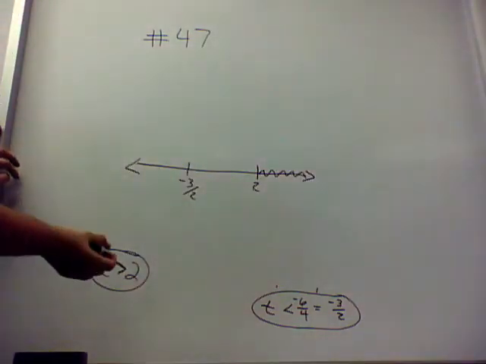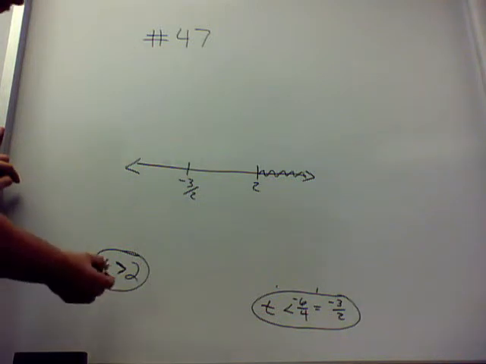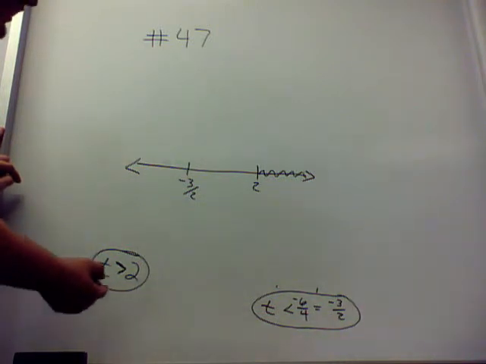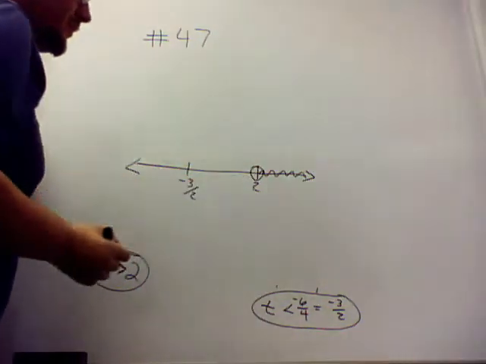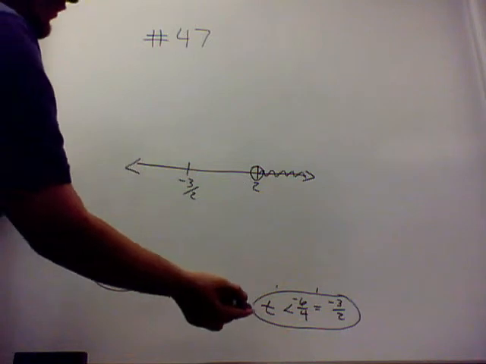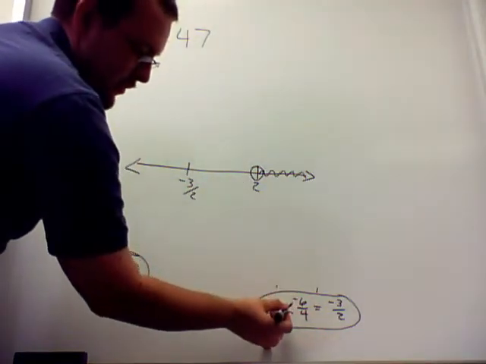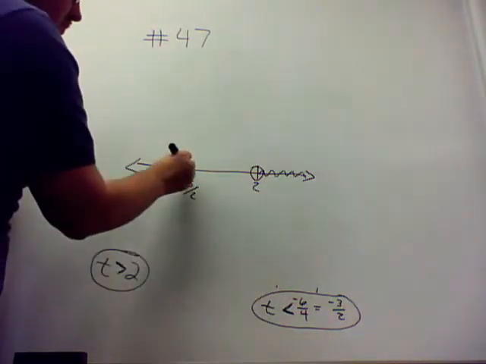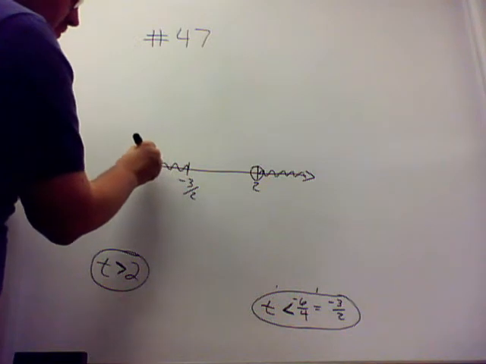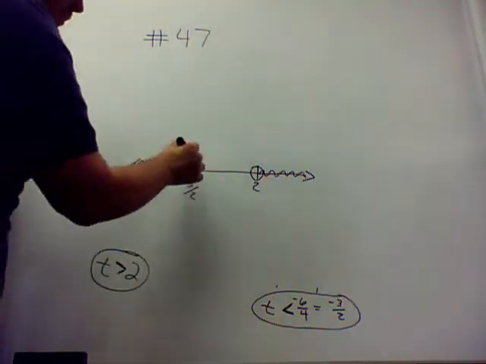Now we need to know whether it's a closed circle or an open circle. If it's a closed circle, it would be greater than or equal to. But seeing as it's just greater than, we're going to use an open circle. Okay? Same with over here. We have negative 3 halves. This is an arrow pointing in this direction. So that means we're going to be shading it this way. And because it's a greater than only, not a greater than or equal to, it's an open circle also.